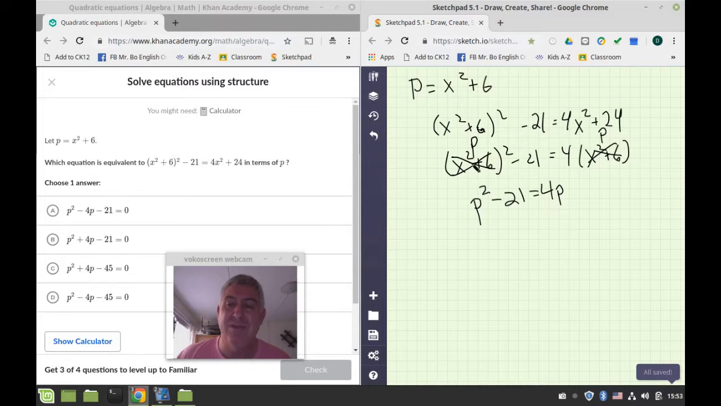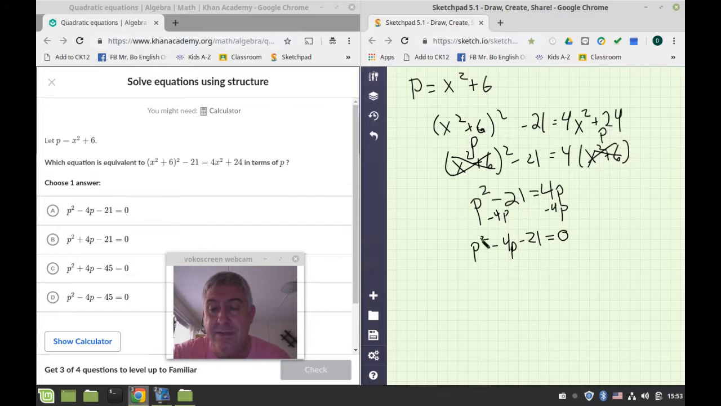So after we make this substitution, we end up with a different equation. I'm going to subtract 4p from both sides, and I'm going to end up with p squared minus 4p minus 21 is equal to 0. And this looks a lot like everything we've been doing for the last 15 videos, except we got p instead of x or t. So we're going to solve it by factoring.